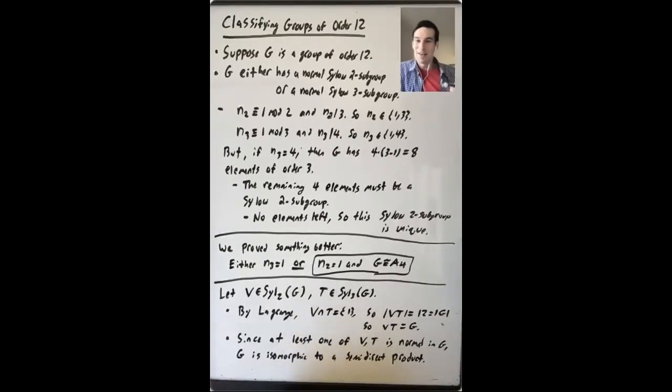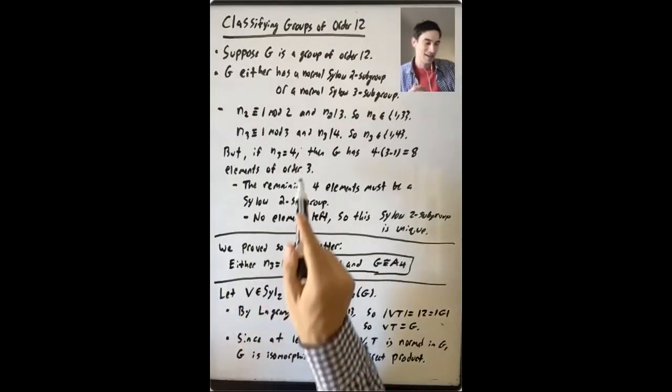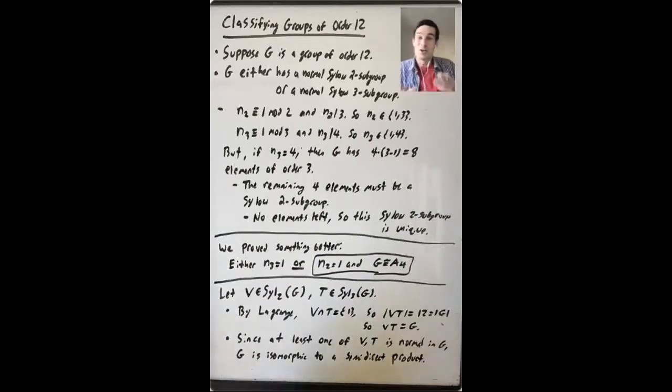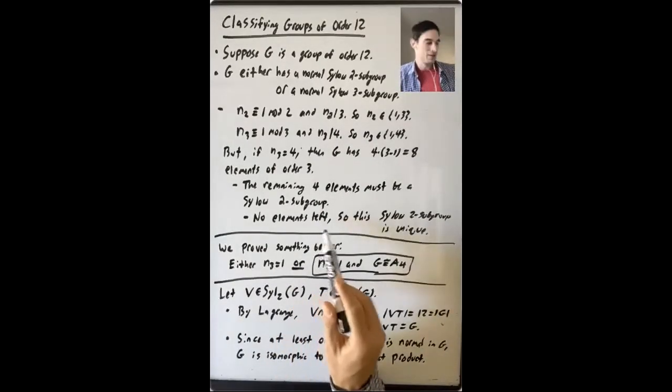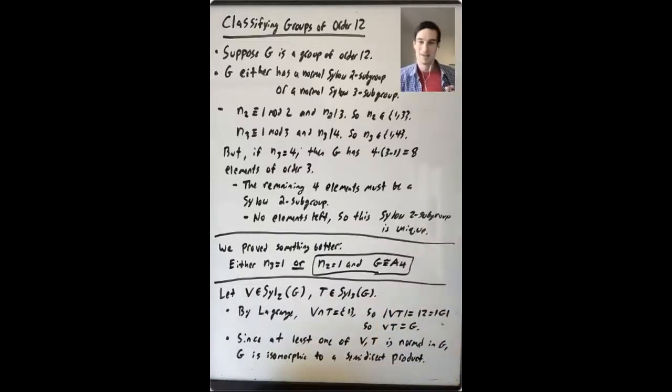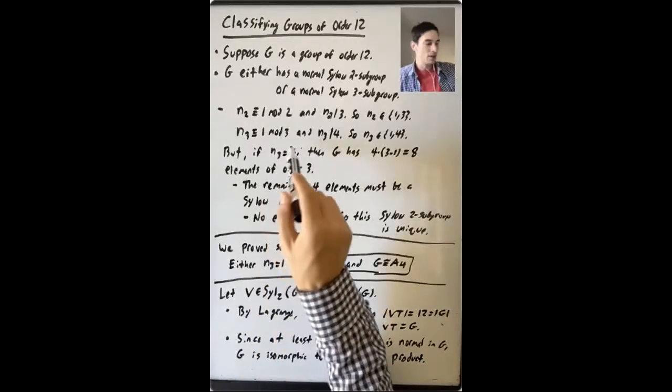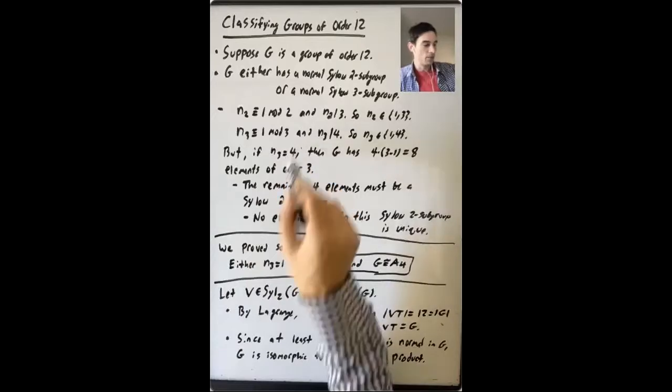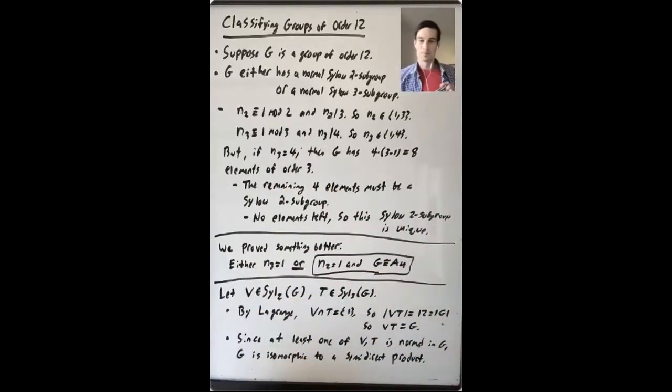If we had more than one Sylow 2-subgroup, we'd need some other place to find elements not in this subgroup that could go into a different Sylow 2-subgroup. But there are no elements left, so this Sylow 2-subgroup is unique. So what have we seen? Either n3 is equal to 1, or n3 is equal to 4 and n2 is equal to 1. We actually proved something better: either n3 is equal to 1, or we zoomed in more carefully on the case where n2 is equal to 1, and we showed that in that case, G is isomorphic to A4.